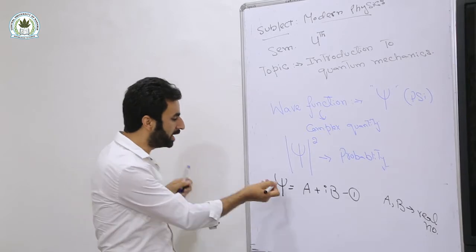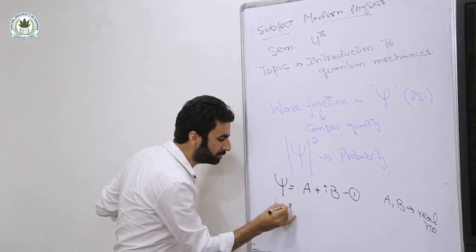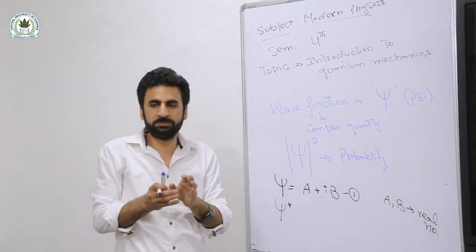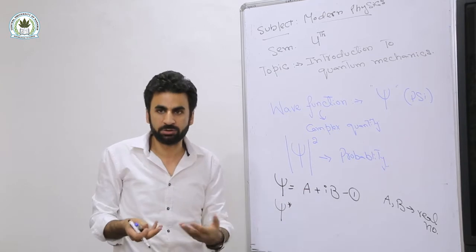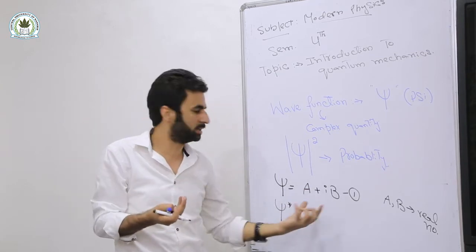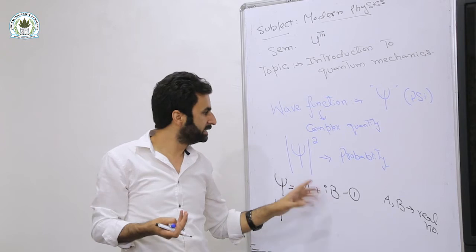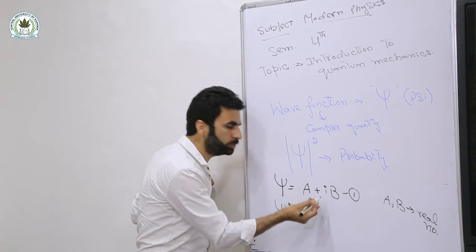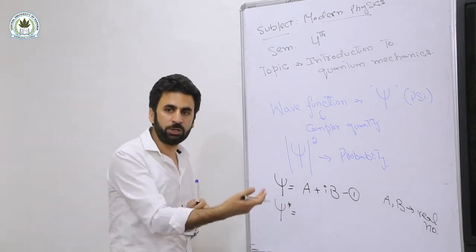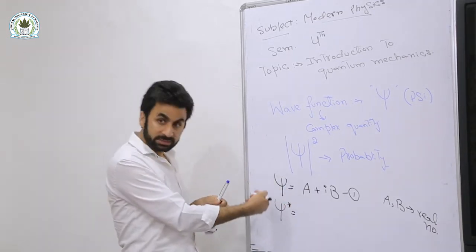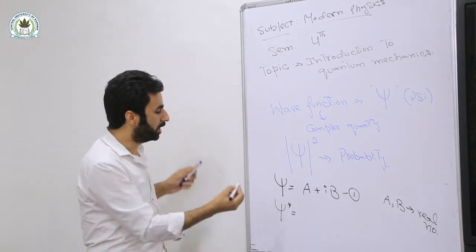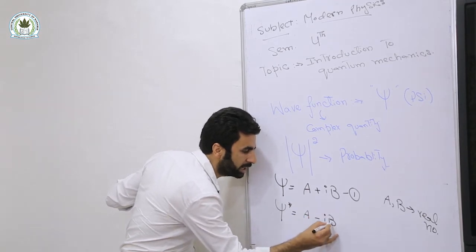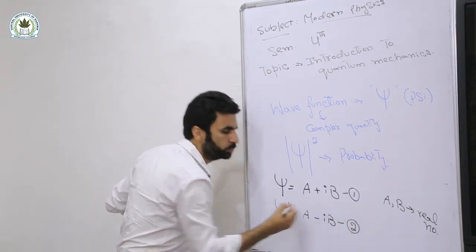How do we determine the complex part of this wave function? A and B are real, so they don't have any imaginary part. However, this iota can have real as well as imaginary parts. Wherever we have iota, we will replace it by minus iota. That will give us the complex conjugate of this wave function, which is A minus iota B. This becomes our equation 2.